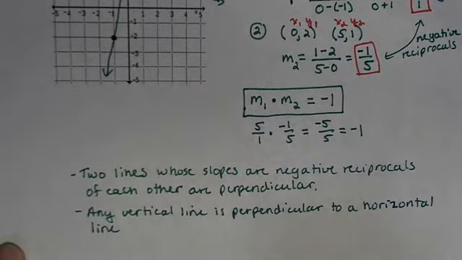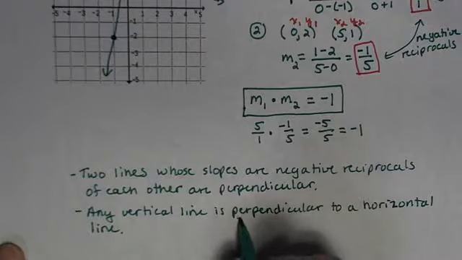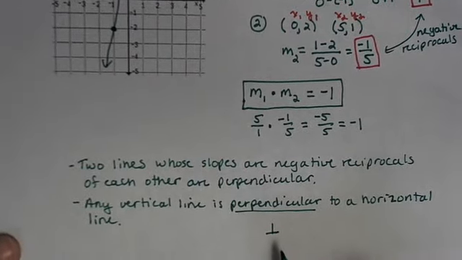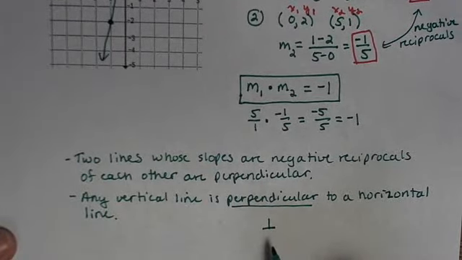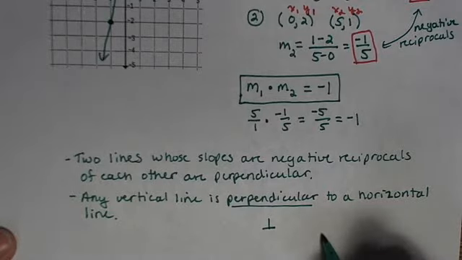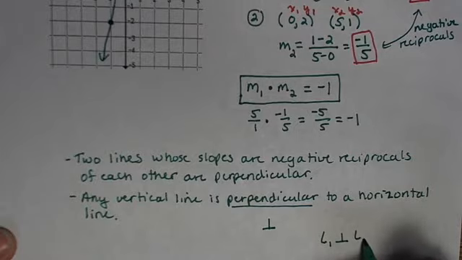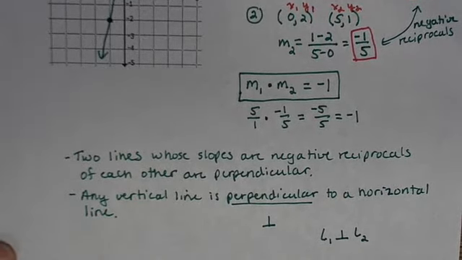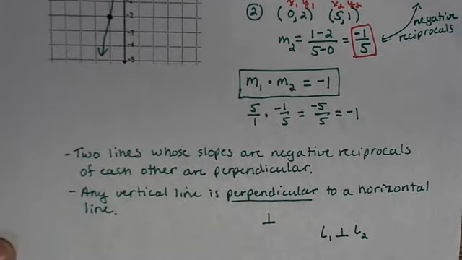Now, as with parallel lines, when we are talking about a symbol for perpendicular, we use the symbol kind of an upside down T to represent perpendicular because it kind of indicates that right angle I talked about earlier. So if I look at the previous two lines, I could say that line 1 is perpendicular to line 2, and that would be the shorthand way of being able to write that.